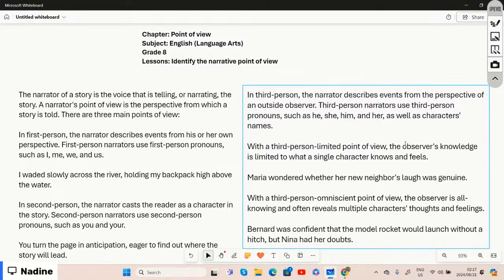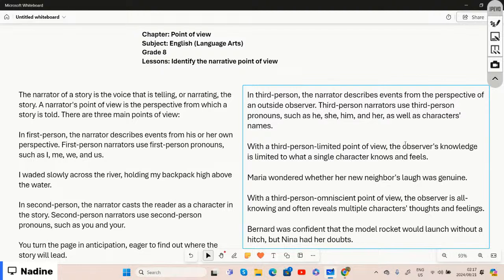All right, so once again, we're talking about point of view, and remember the point of view is basically how I perceive something, see something, and how you describe something. With the point of view, we have the narrator that tells a story, that is the voice of the story, that's narrating a story. And the narrator's point of view is the perspective from which a story is told.